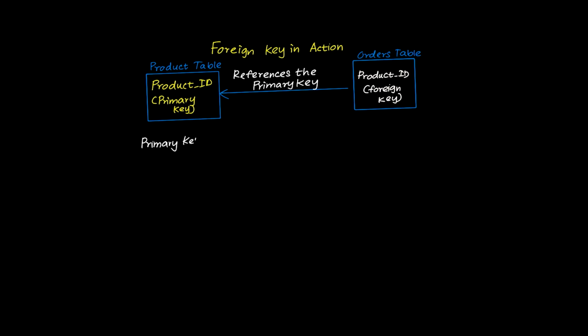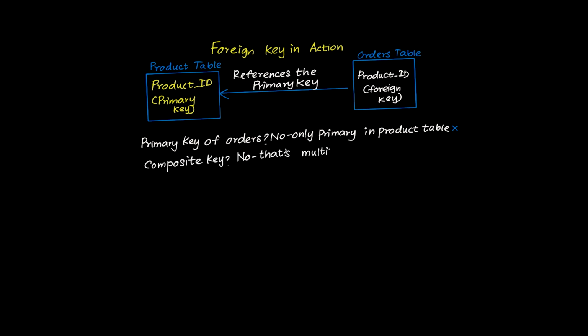Product_ID is only a primary key in the product table, not in orders. A composite key is multiple columns combined to form a unique identifier. That's not what's happening with a single reference column. And metadata describes data characteristics, not table relationships.